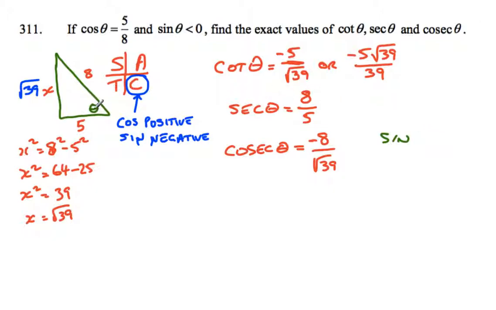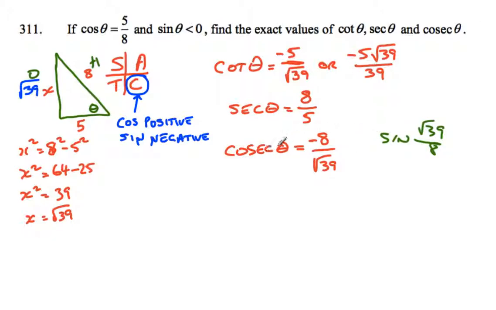So sine theta here is opposite over hypotenuse. So sine would have been root 39 on 8. So if we reciprocate that, we get 8 on root 39. And once again, cosec and sine are so closely related, they're reciprocal sort of ratios.